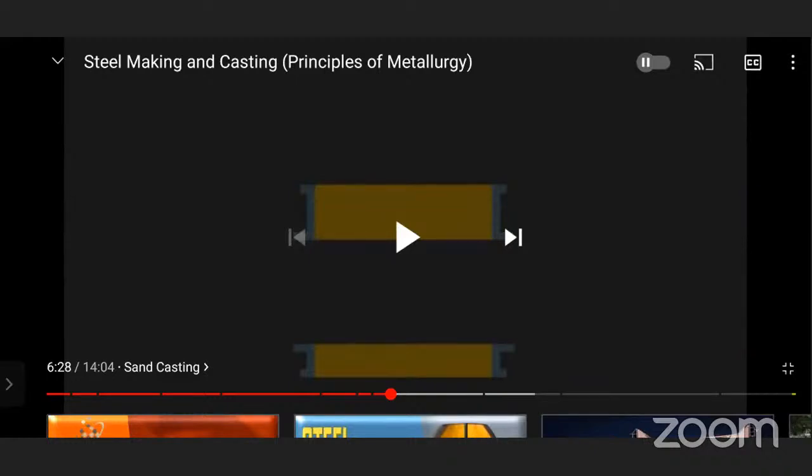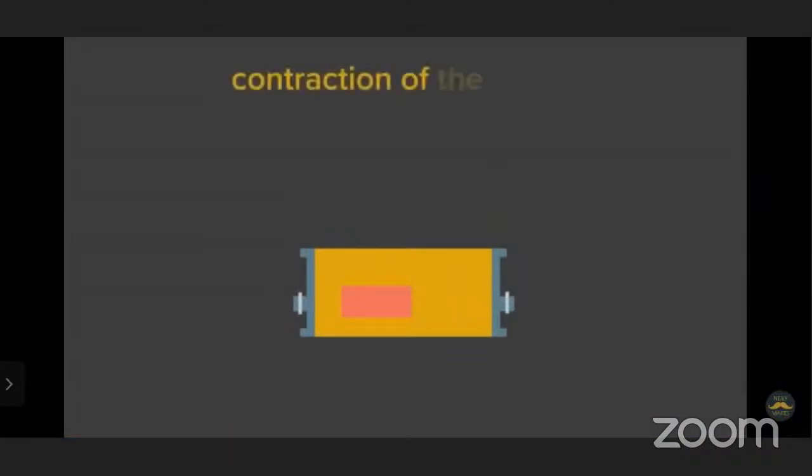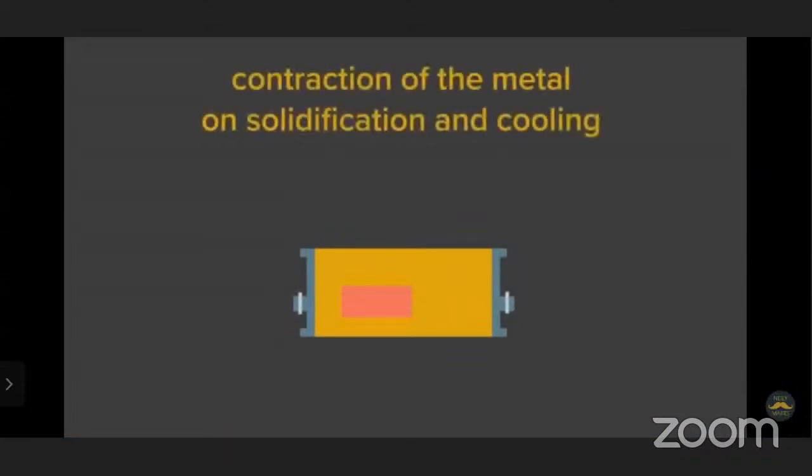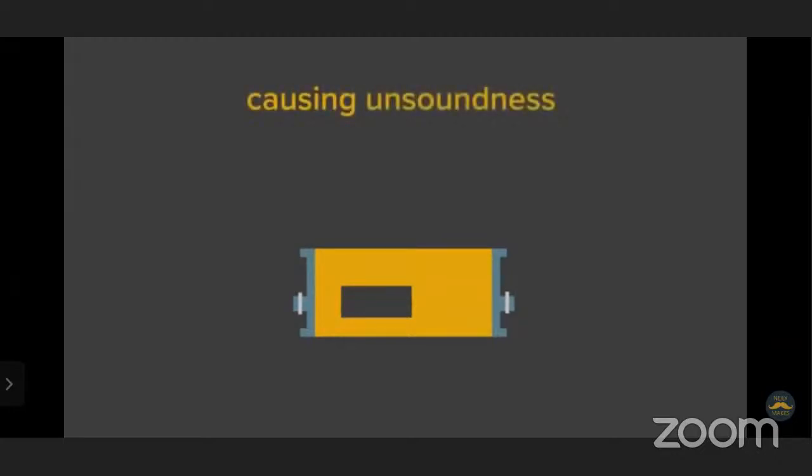The molding material is packed around a pattern often made of wood. This pattern is slightly larger than the finished part due to the contraction of the metal on solidification and cooling. When the pattern is removed from the molding material, a cavity having the same shape as the pattern remains. The sand must be packed or rammed to the correct degree to avoid air or water vapor being trapped in the molten metal, causing unsoundness.